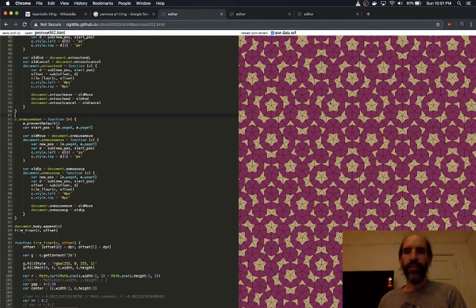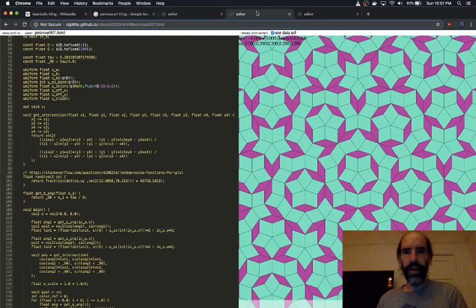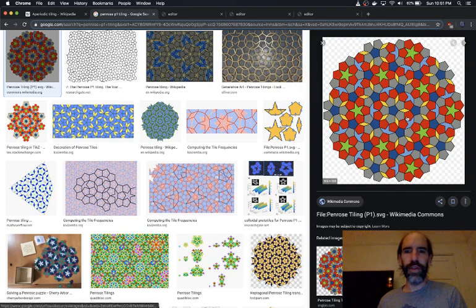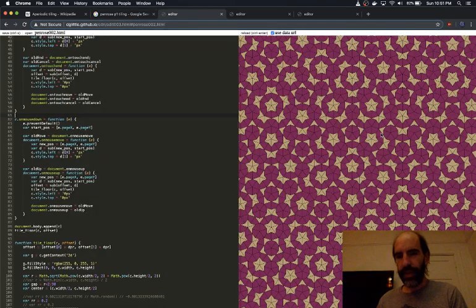Anyway, there's a mapping from these two tiles to these two tiles. And these ones are called the P1 type of Penrose tiles, where there's 6 of them. And then he refined it to these ones.